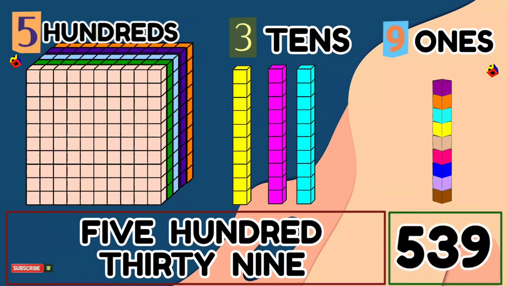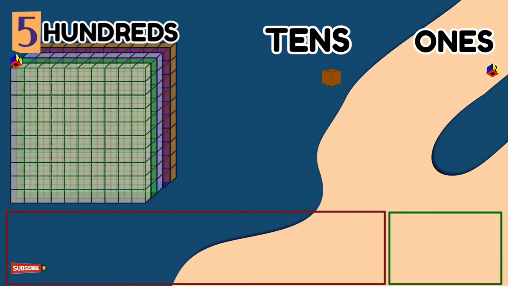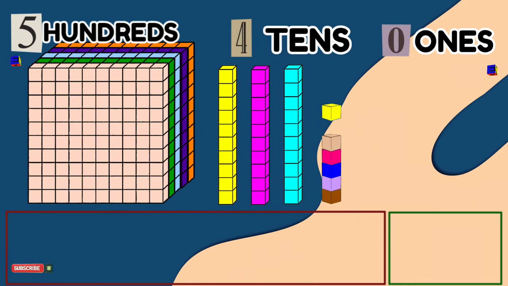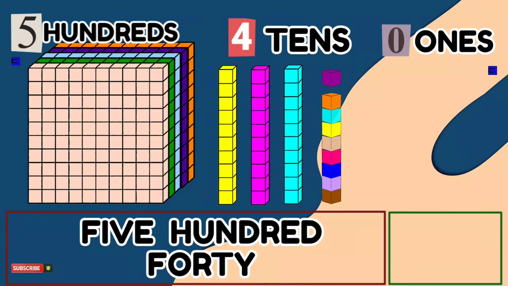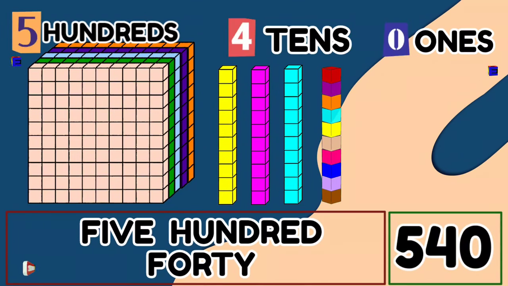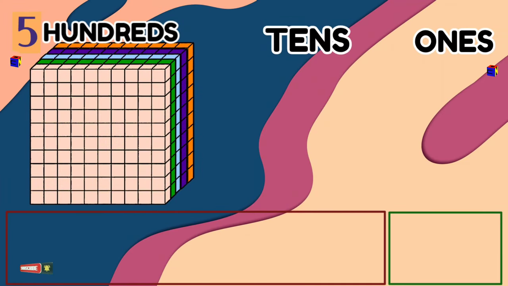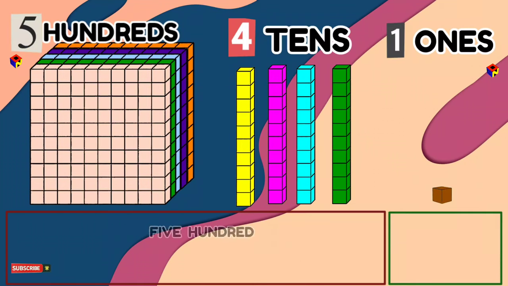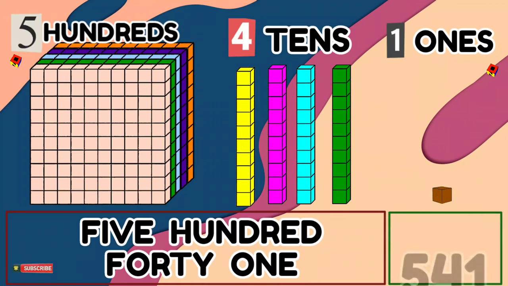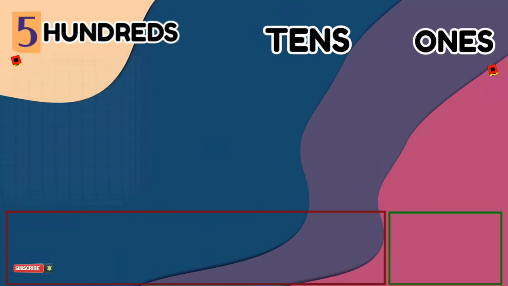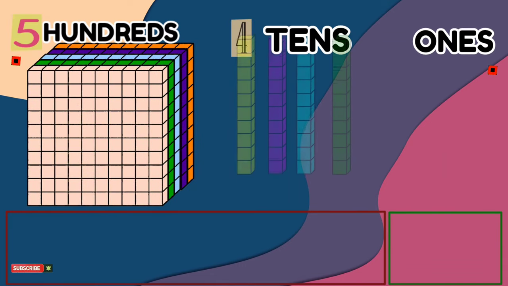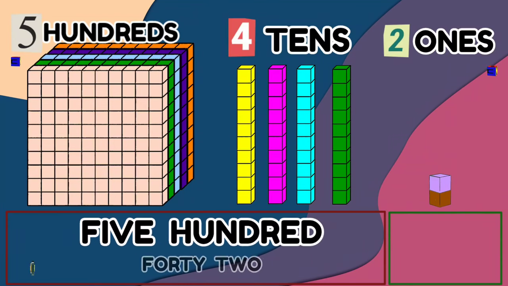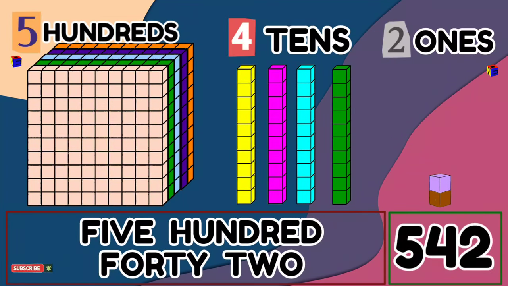539. 5 hundreds, 4 tens, and 0 ones is 540. 540. 5 hundreds, 4 tens, and 1 one is 541. 541. 5 hundreds, 4 tens, and 2 ones is 542. 542.